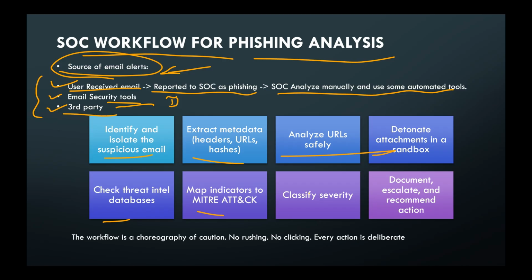Then classify the severity. Not all threats are equal. We decide if it is low, medium, or high severity based on impact and intent. For documentation, we write a report, add all our findings, screenshots, IOCs, behavior patterns, and if it is serious, we escalate to the IR team for containment. Oh, and we recommend block rules or awareness updates. So every phishing email we analyze makes our defense smarter. We are not just reacting, we are consistently building resilience.